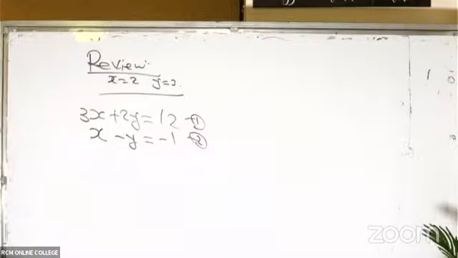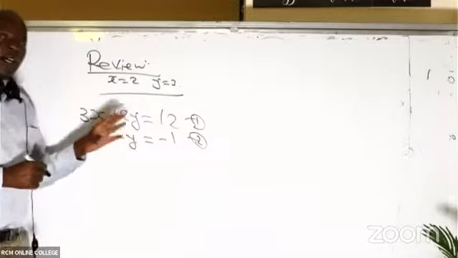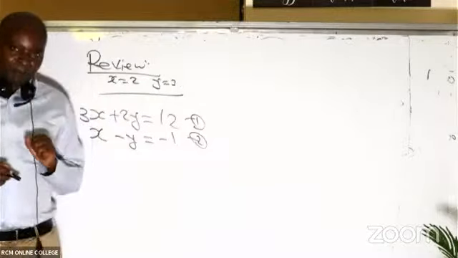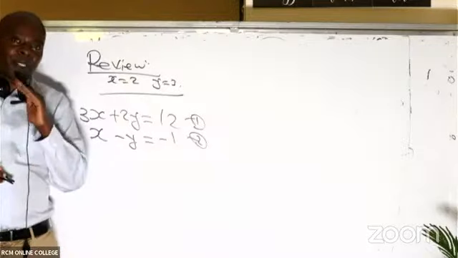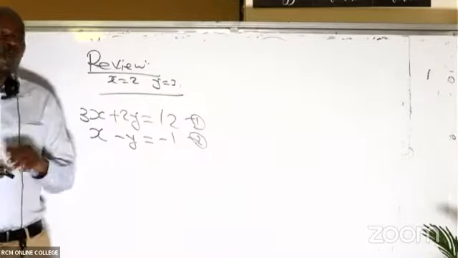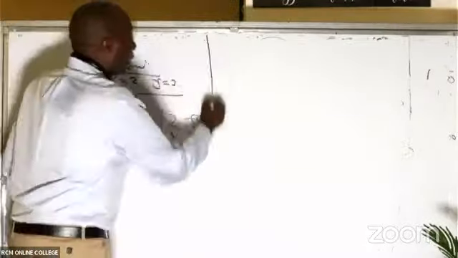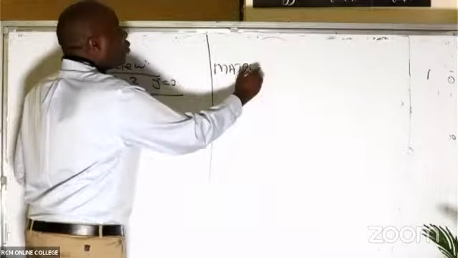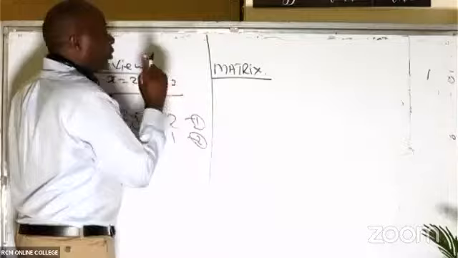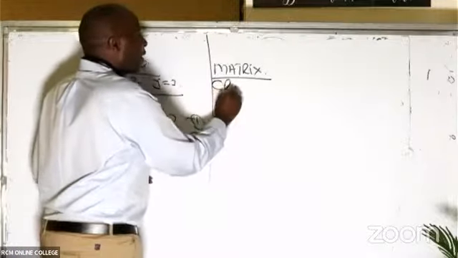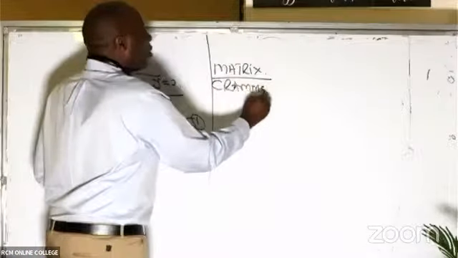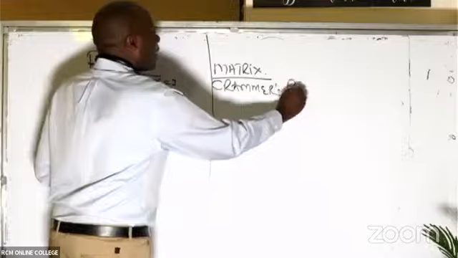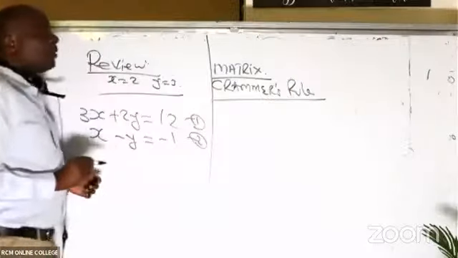And then you are required to solve for x and y, not using the elimination method. They don't want you to use the substitution method. They want you to use the matrix method, or matrices method. There are two matrix methods, but today I want to reiterate what we did yesterday, called Cramer's rule.